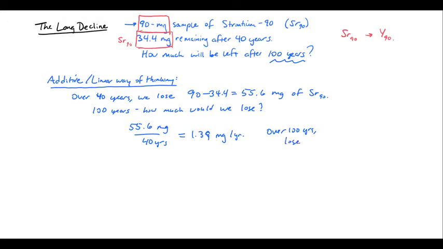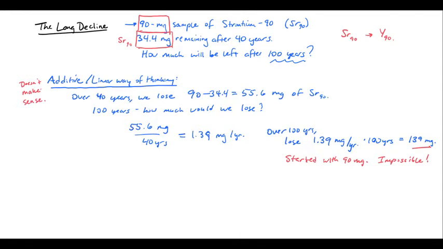So you might say over 100 years, you would lose 1.39 milligrams per year times 100 years, which comes out to 139 milligrams. But wait a minute, we started with 90 milligrams. So how in the world are we going to lose 139 milligrams? This is impossible. Okay, so that's just an illustration of the fact that this way of thinking doesn't really make sense for the situation we're given. And it actually doesn't really model what's going on anyway.